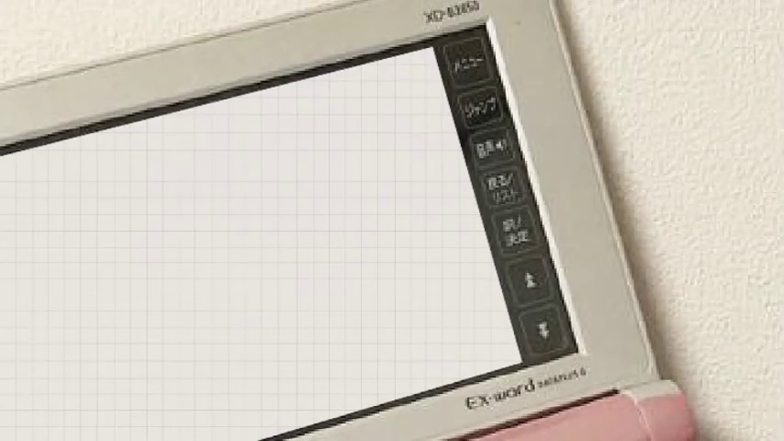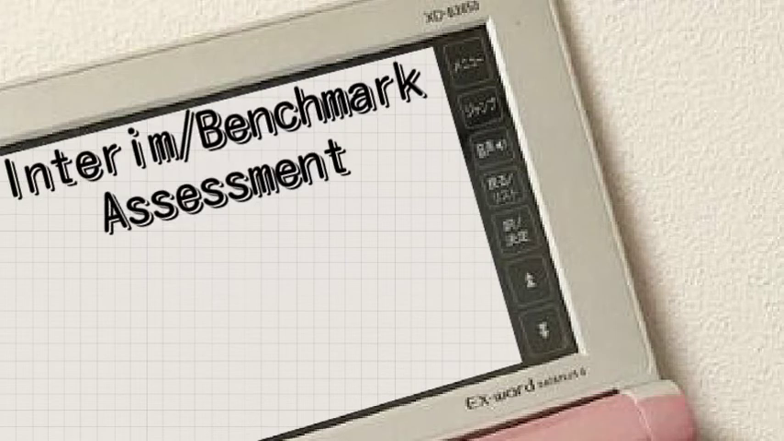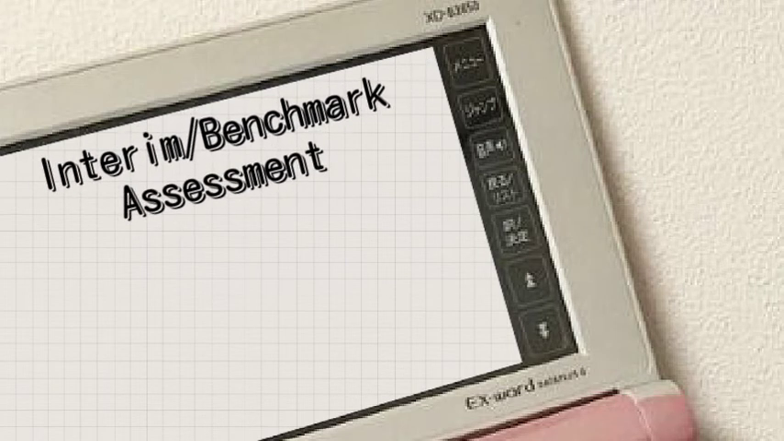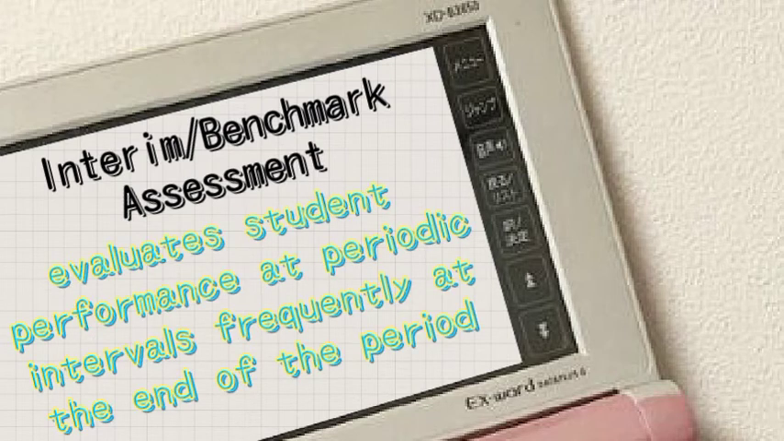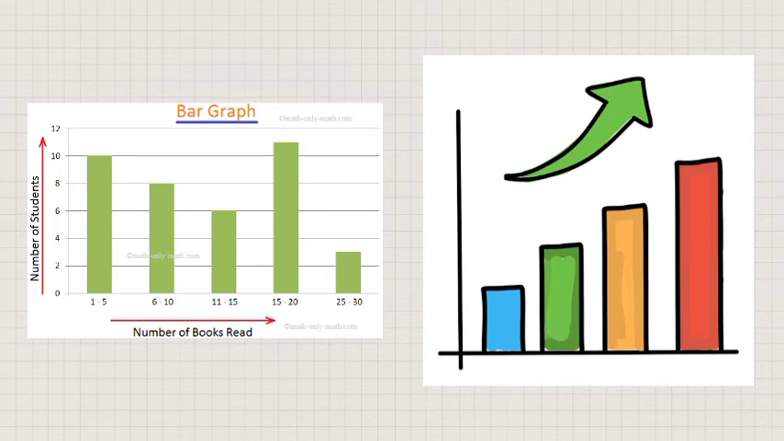Okay, let us proceed to the sixth or the last type, which is the interim or benchmark assessment. This evaluates student performance at periodic intervals, frequently at the end of a grading period. This can predict student performance on end-of-the-year summative assessments.